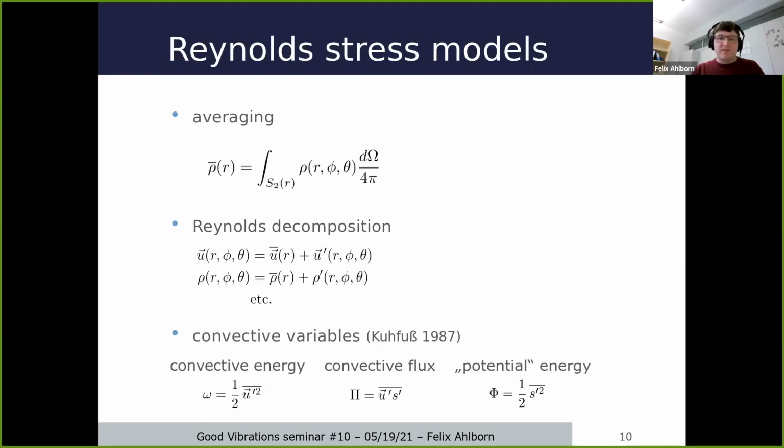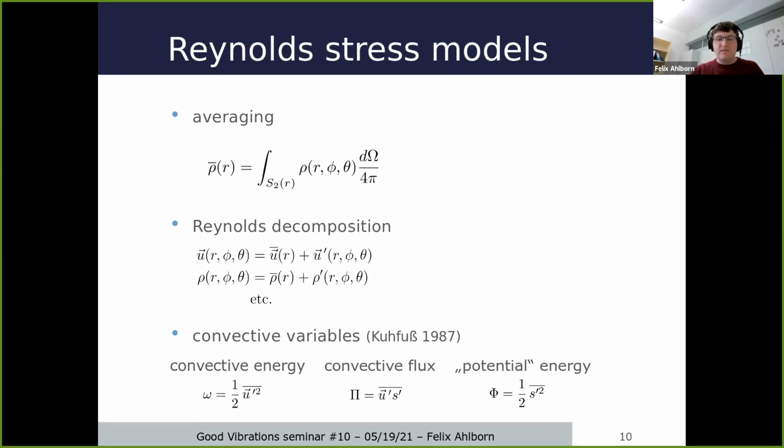Okay, as I said already, the method of choice in my PhD project are the so-called Reynolds stress models. And the main idea of Reynolds stress models is to first average quantities over 2 dimensions. So this is highlighted here for the first point for the density, which is integrated over solid angle and thereby averaged such that it only depends on the radius. And then in addition, split the hydrodynamic quantities like velocity or density into a mean part and a fluctuating part. And this is now shown here with the second point.